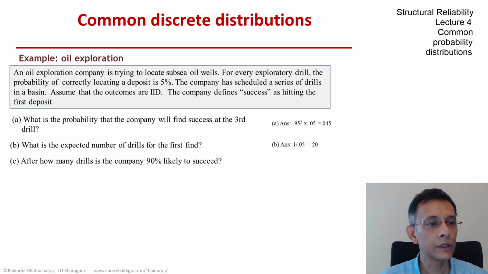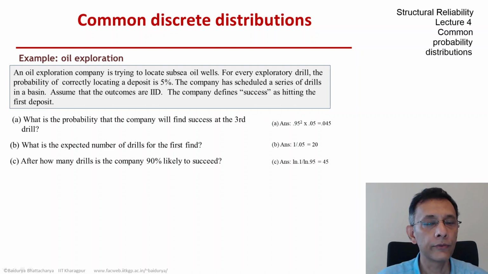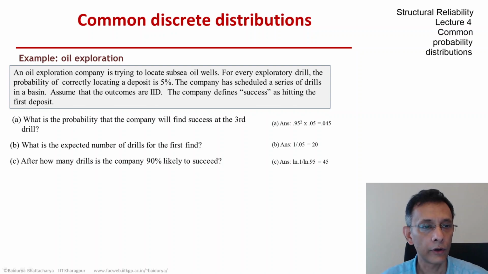The third question again is to do with a geometric CDF, and if you work through the algebra and round it off, the answer would be 45. So 45 trials would be needed.